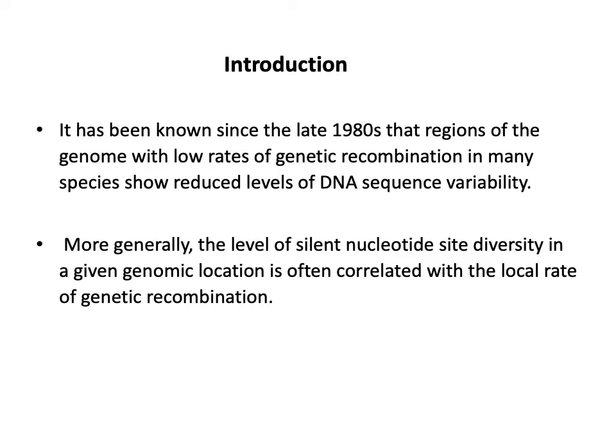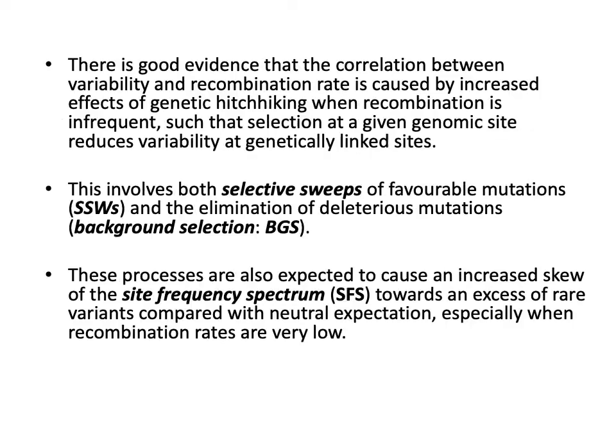First, it's been known for a long time that regions of the genome with low rates of genetic recombination often show reduced levels of DNA sequence variation. More generally, the level of silent nucleotide site diversity in a given bit of the genome is correlated with its local rate of recombination. There's a good deal of evidence, which I don't have time to go into, that this correlation is caused by increased effects of genetic hitchhiking when recombination is infrequent.